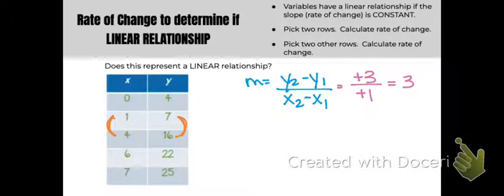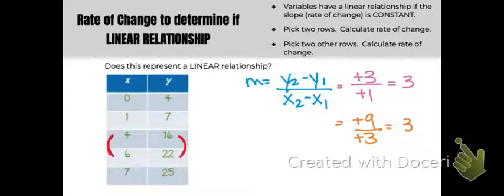How much did our y's change? 9. It increased by 9. How much did our x's change? It increased by 3. But when you simplify it, you see the slope, the rate of change, still is 3. So we're good. Let's pick another 2 lines.